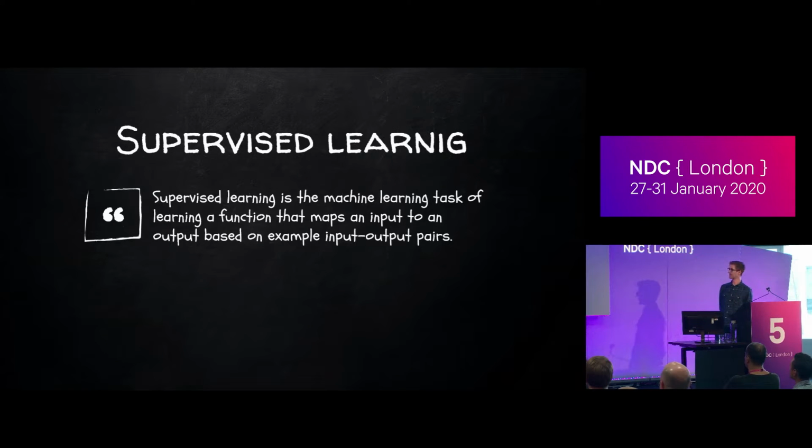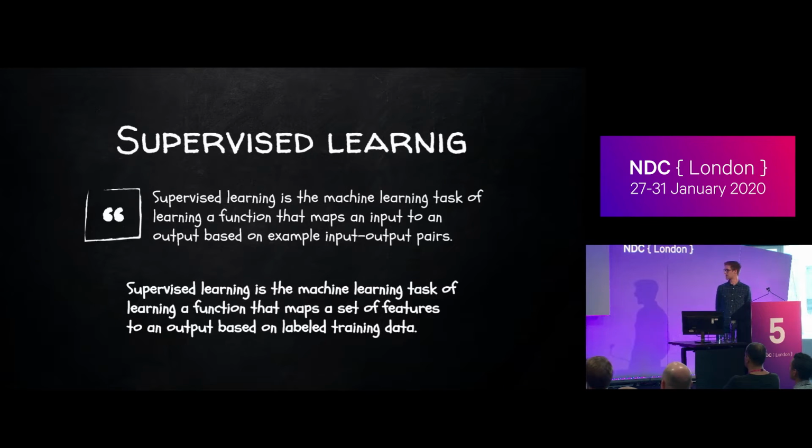Hopefully, this definition makes a bit more sense now, and we can even rewrite it just a bit. So it says, supervised learning is the machine learning task of learning a function that maps a set of features to an output based on labeled training data.